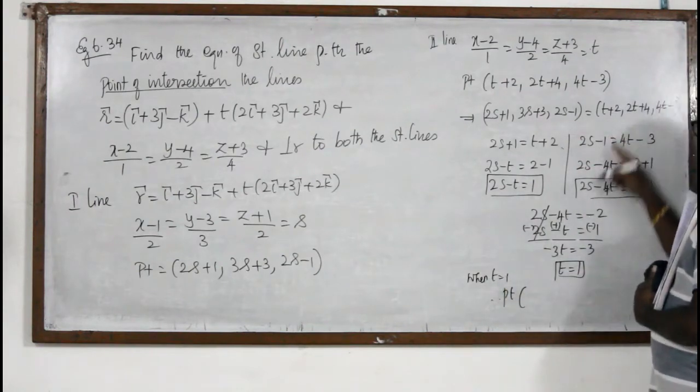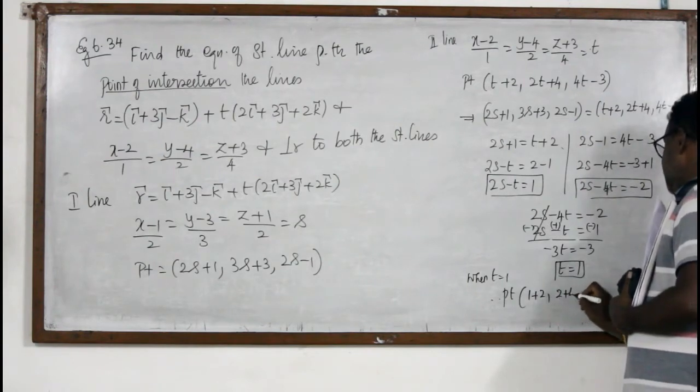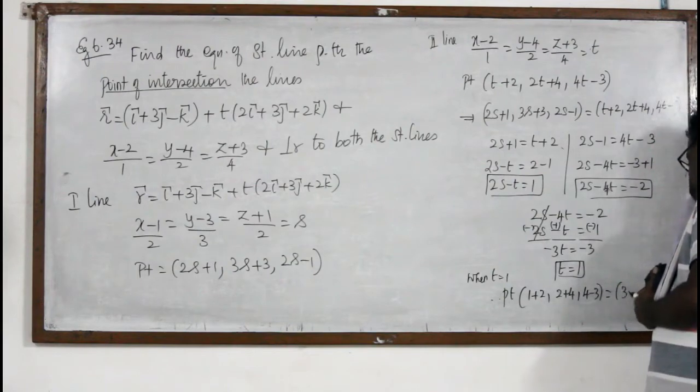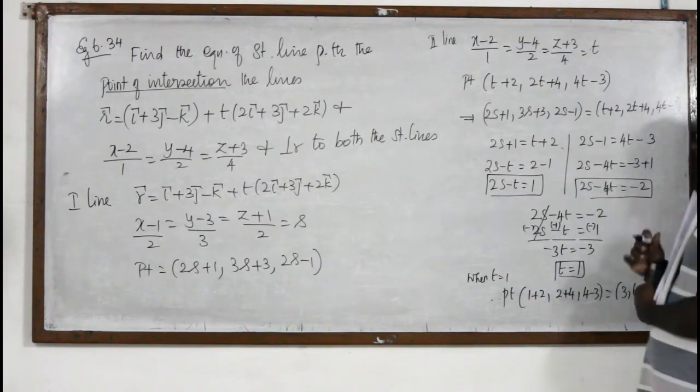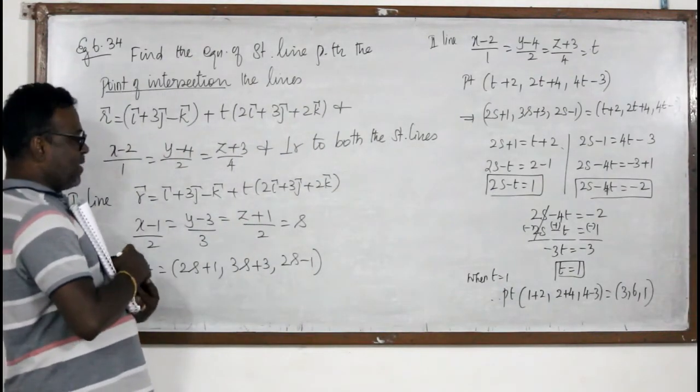Point is 1 plus 2, comma 2 plus 4, comma 4 minus 3. That is equal to 3, comma 6, comma 1. This is the point. Now, I got a point. Now I need a vector.